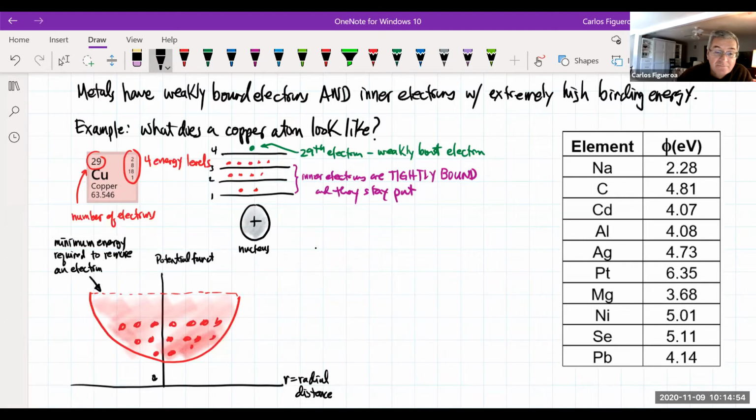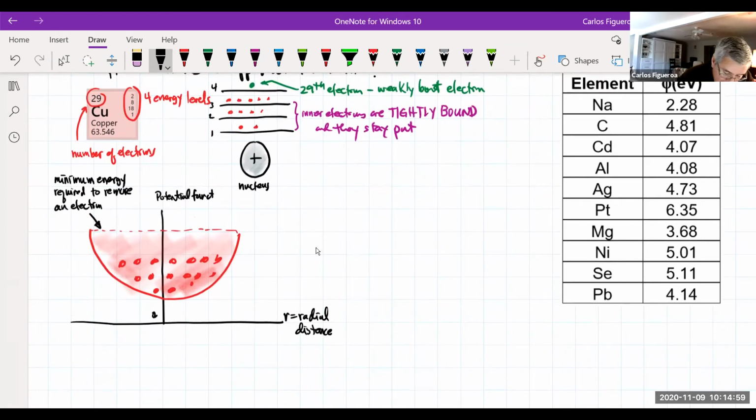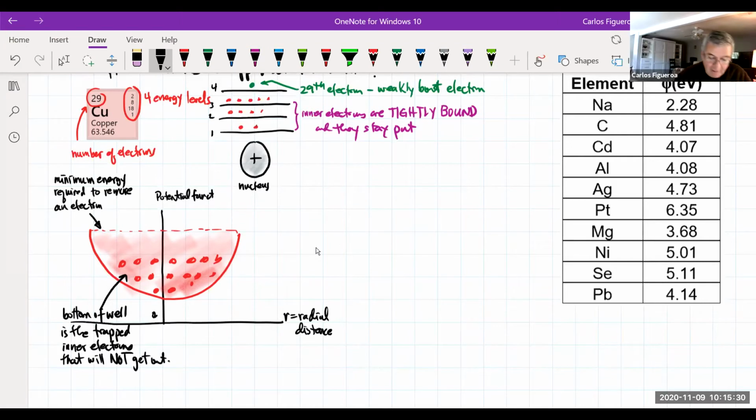And what we say here is that at the bottom of the well is the trapped inner electrons that will not get out. And that's what these guys over here do here.